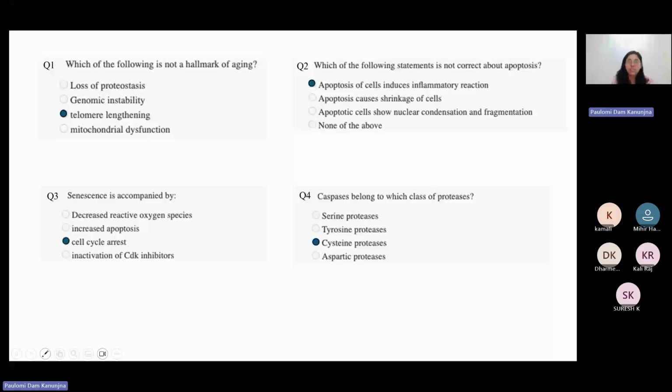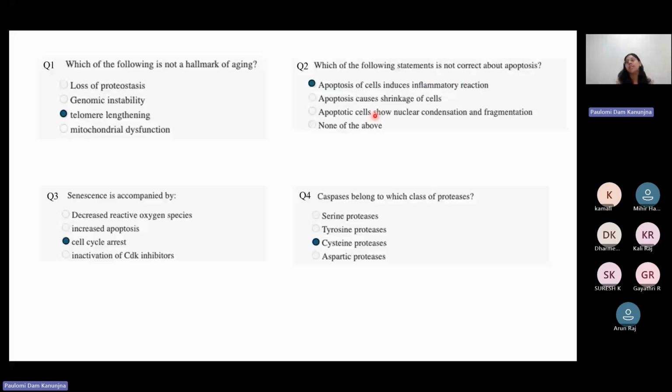So C, A, C, and C. That's correct. Which of these is not a hallmark of aging? Telomere lengthening. That's because telomere shortening or attrition is the hallmark of aging. Rest everything is correct. Which of these is not true about apoptosis? Apoptosis of cell induces inflammatory reaction. Remember when I was talking about apoptosis and necrosis, this was the very point that differentiated apoptosis and necrosis. Inflammatory reaction is from necrosis.